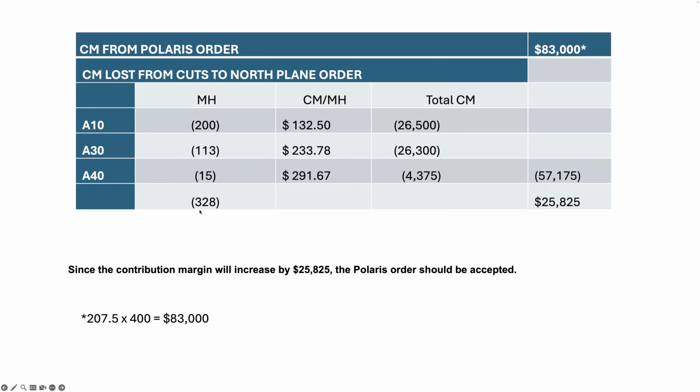So by taking the Polaris order, my contribution margin will increase by 83,000, but we have to give up the contribution margin that we would have earned from North Plane in the amount of $57,175. So the difference is a net income of 25,825. So the order should be accepted because you make more money. Some students will ask me, how did you get $207.50 for the new order?